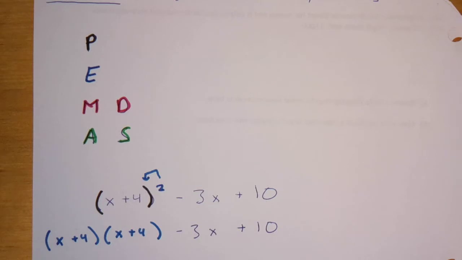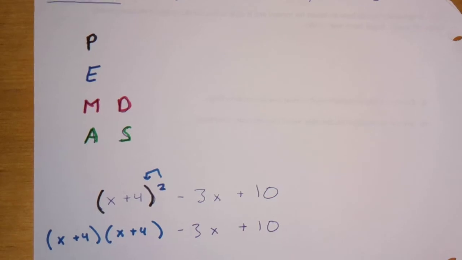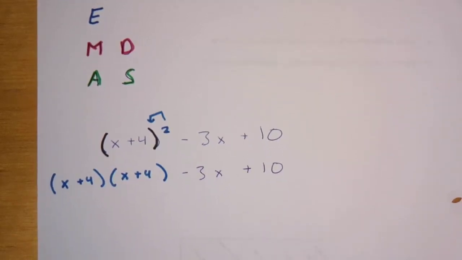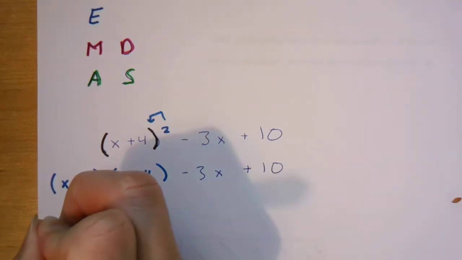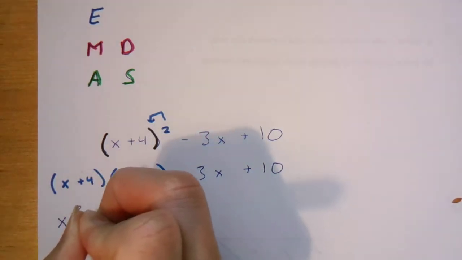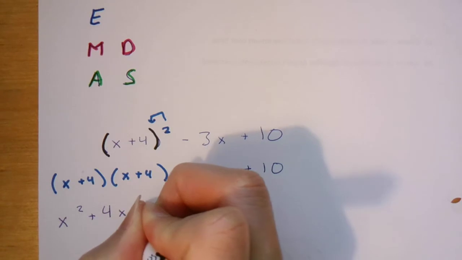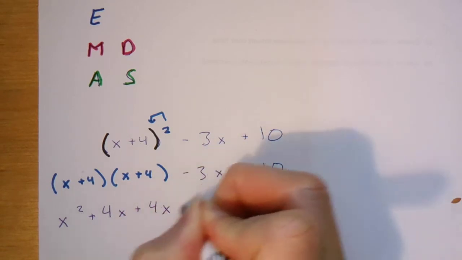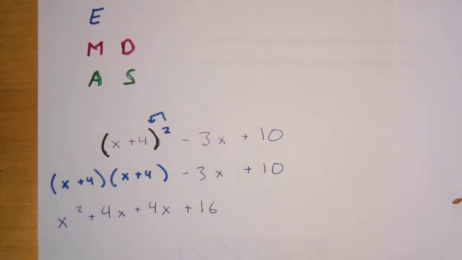If you don't know how to multiply polynomials, go to my video about multiplying polynomials. Okay. X plus 4 times x plus 4 will get you x squared plus 4x plus 4x plus 16.